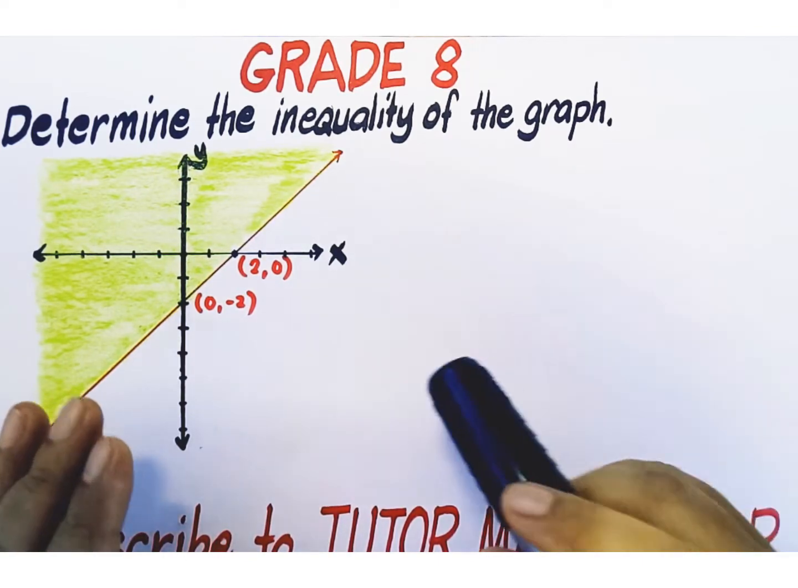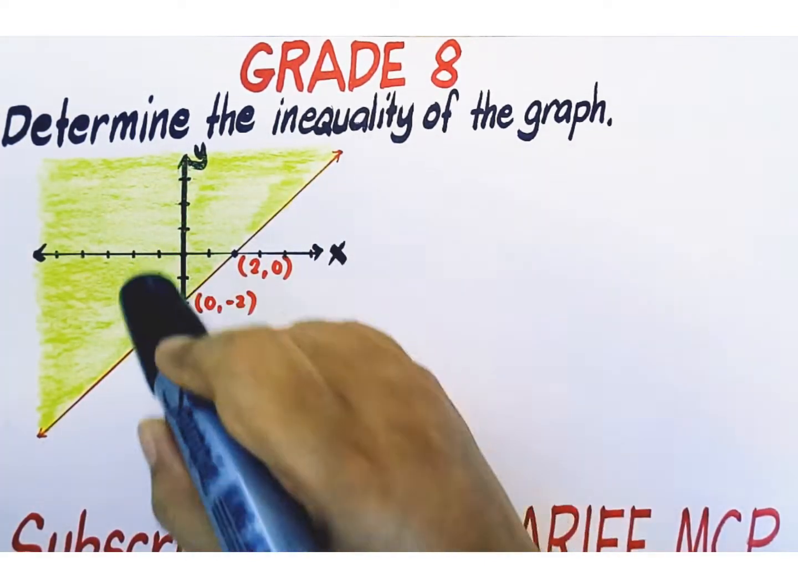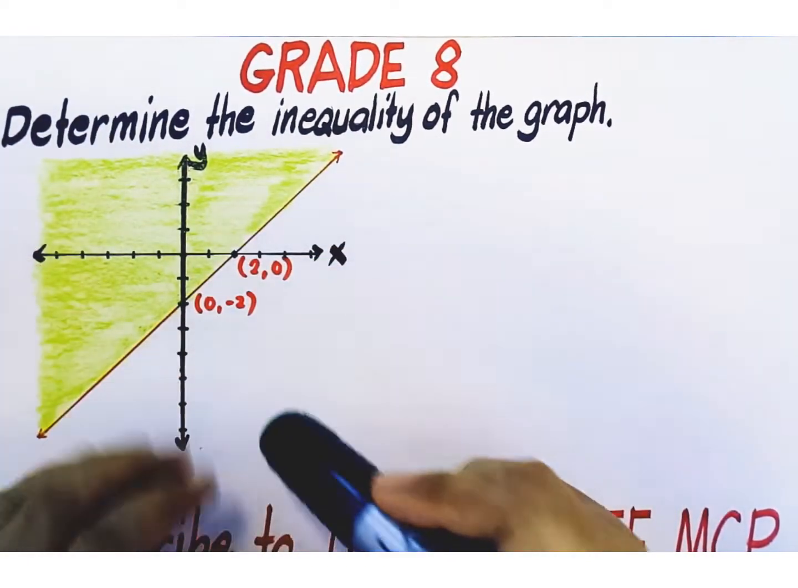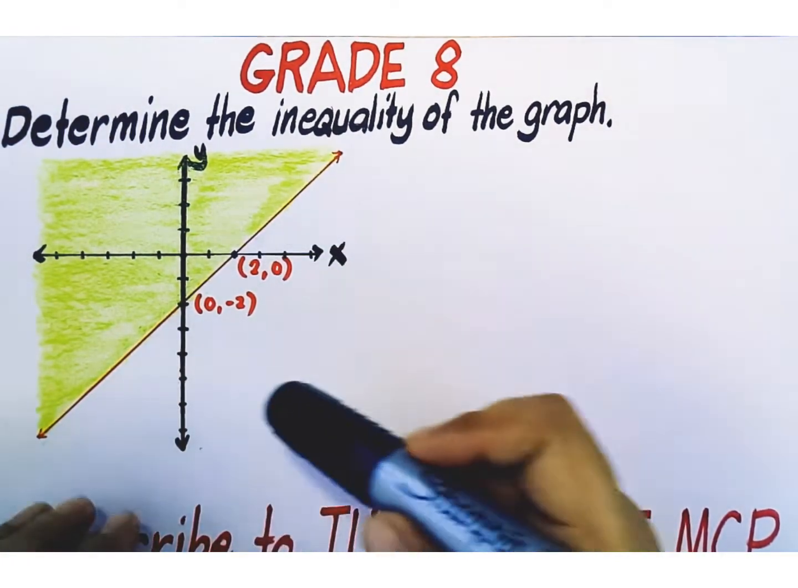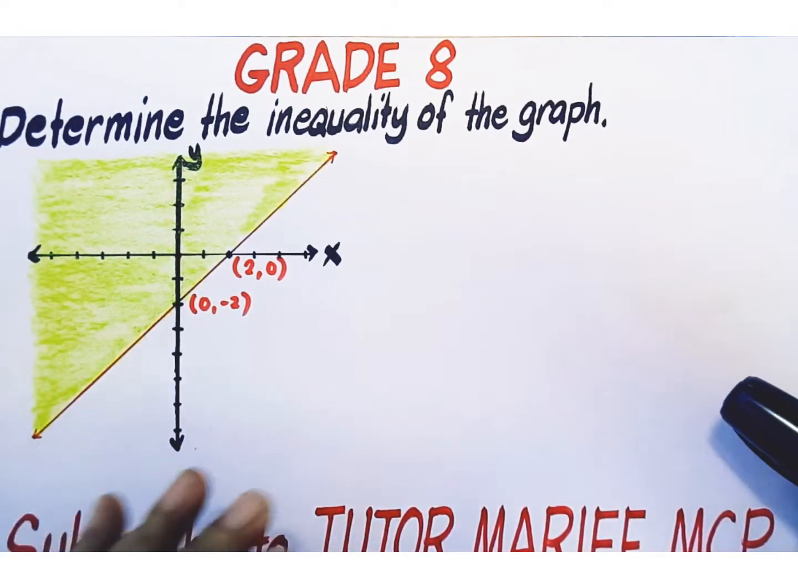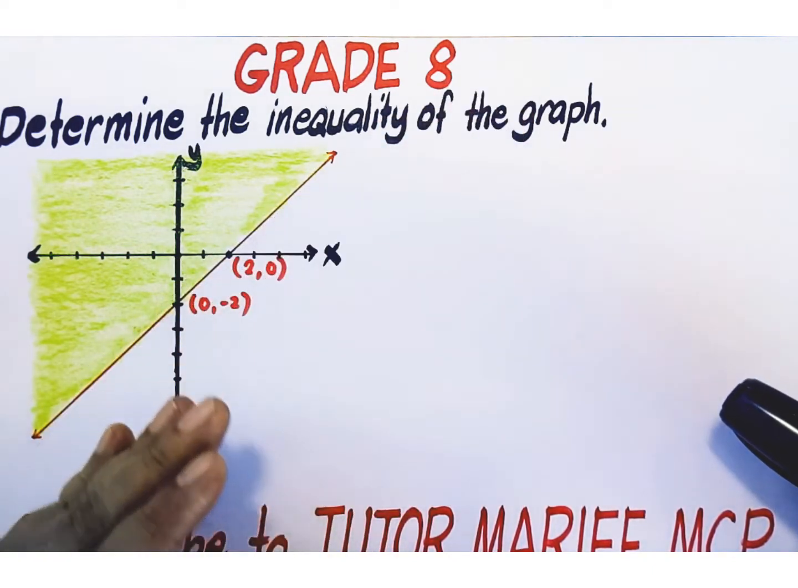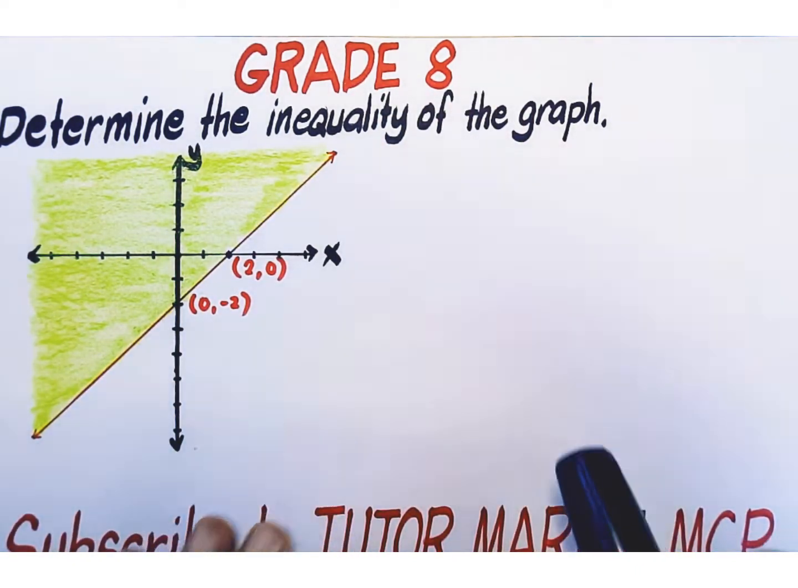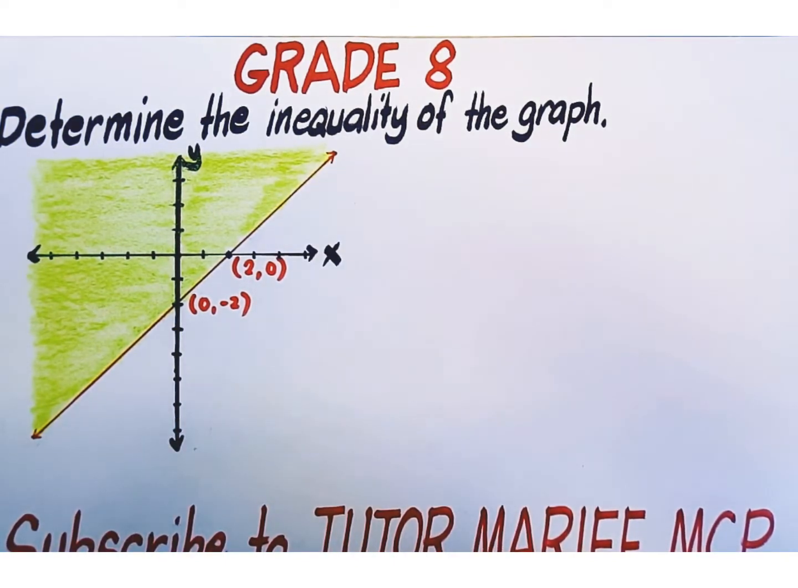In this video, I will teach you how to determine the inequality for this given graph. To find the inequality for this graph, step 1 is to find the equation of its boundary line. How do we find the equation of the boundary line? Let's use the slope-intercept form, or the y equals mx plus b form of a line.